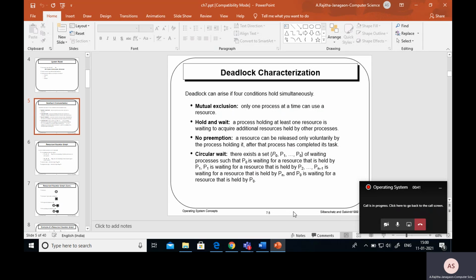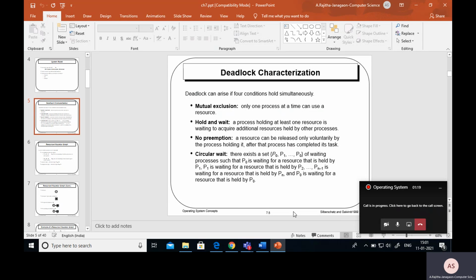Good afternoon, students. Today we are going to discuss deadlock characterization. That means in a deadlock, processes never finish executing. Whenever a deadlock occurs, the processes never finish their execution because one process holds some resource and another process is waiting for that. That other process holds a particular resource and waits for another resource, another process. So this is a continuous cycle, and in a deadlock, processes never finish their execution.